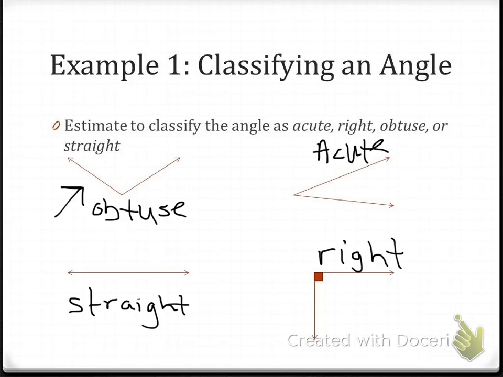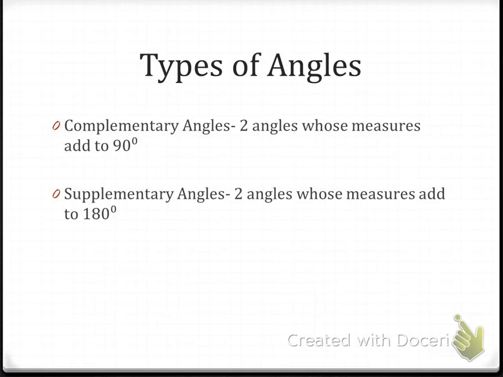Now let's talk about the relationship between angles, okay? Now, we have two terms that can describe the relationship between angles. One of them we call complementary angles. Complementary angles, again, we're talking about a relationship. So when two angles have measures that add up to 90 degrees. So when I compare them together, their angles add up to 90 degrees exactly. If it's 89 or if it's 91, they are not complementary. They have to be exactly 90 degrees.